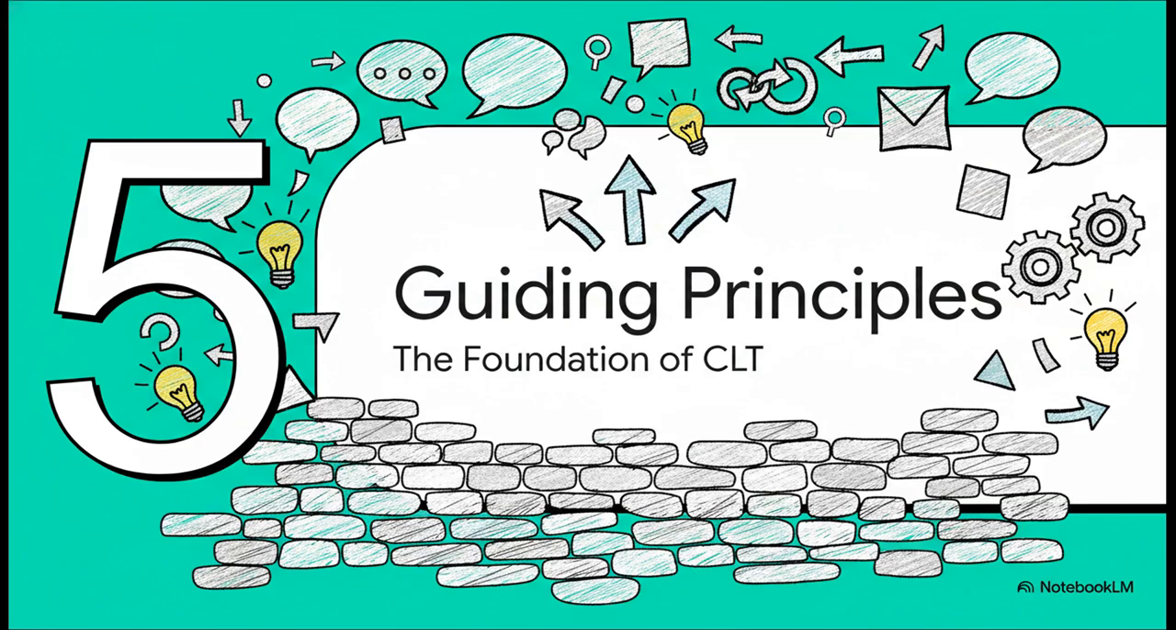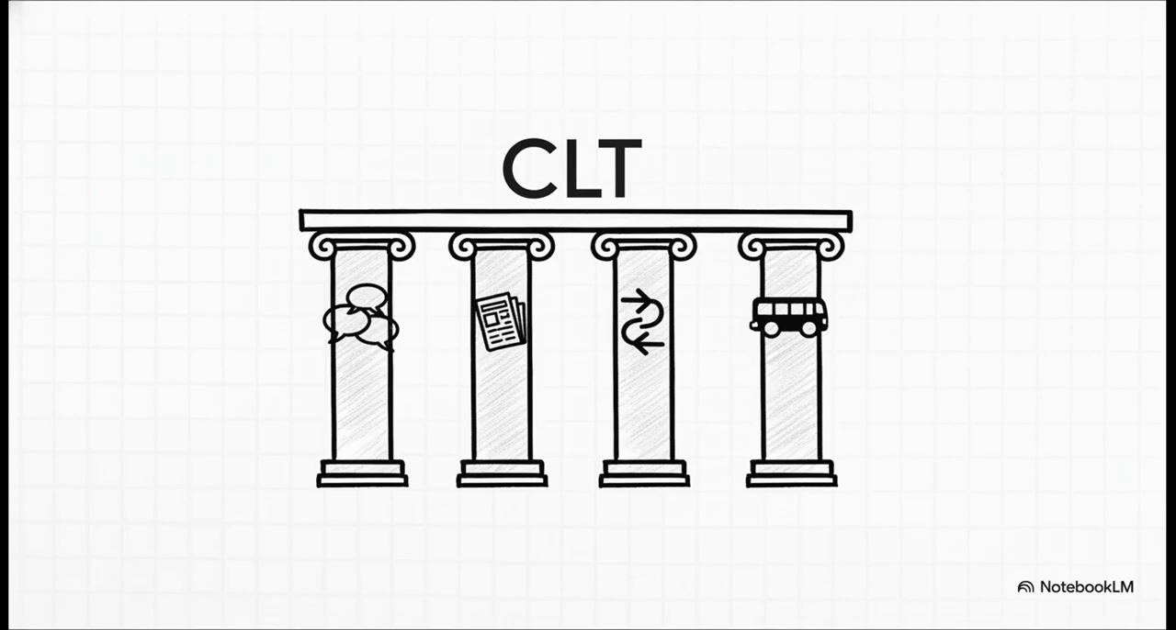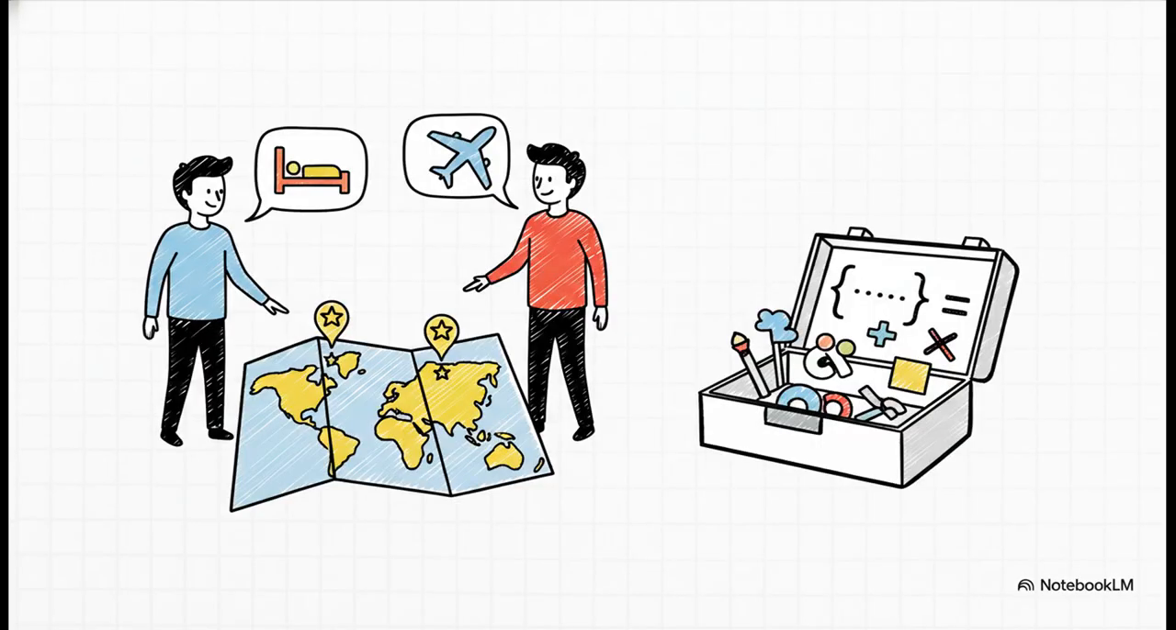Let's dig into the guiding principles that shape every single CLT lesson. There are basically four main pillars holding this all up, and we're going to break them down one by one. But the gist is, language is for talking, use real stuff, don't sweat the mistakes, and actually speak the language you're trying to learn in the classroom.